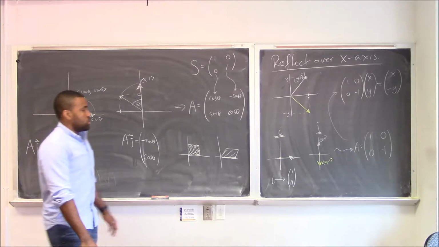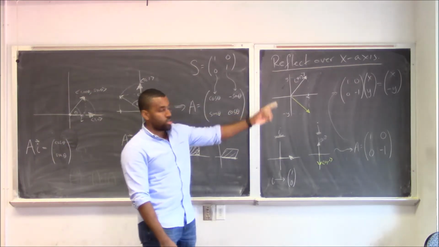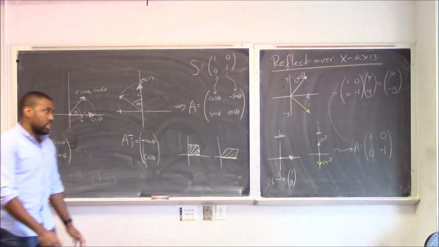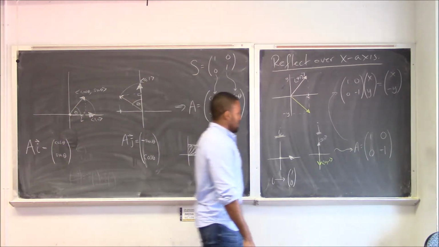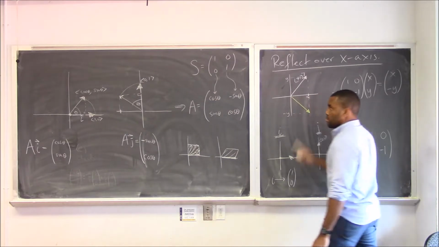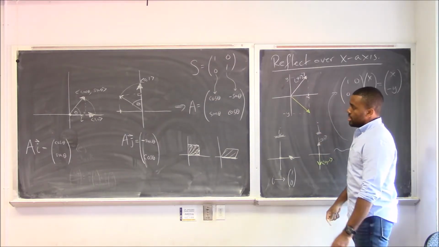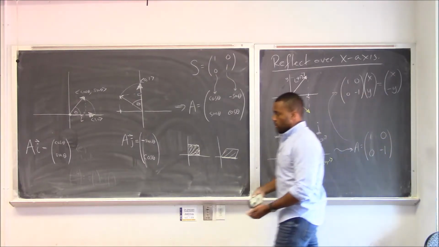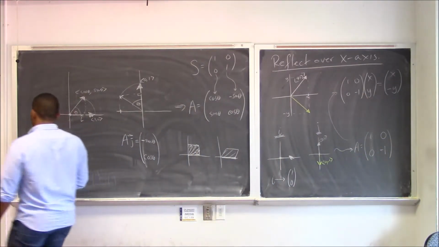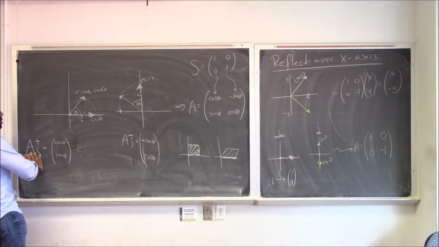A type 1 operation is more like a reflection. That's where you get the negative of something. And a type 2 is more like a stretch or compress. So they do have geometric interpretations as well.